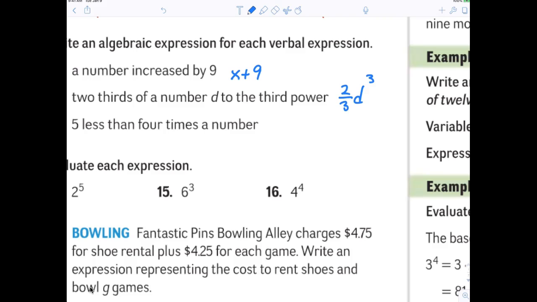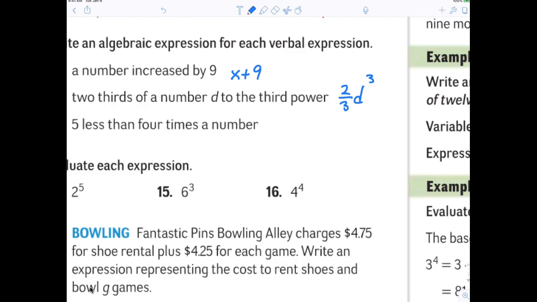I was trying to decide if there was a parentheses. All right. But in this case, do we agree parentheses not necessary because the operations weren't written in a row? All right. Hopefully that makes sense. 2/3 of a number d to the third power. If it was going to be parentheses, it would be 2/3 times the quantity.